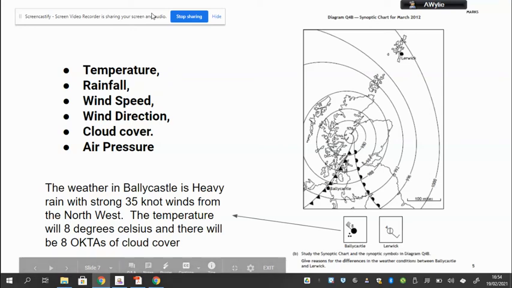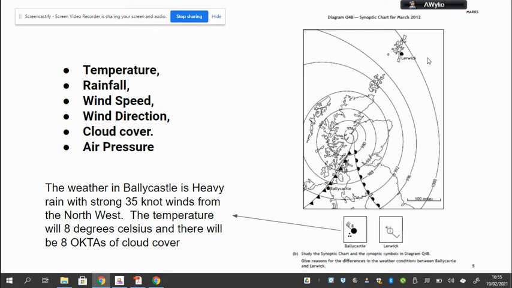Okay, in this quick tutorial, we're going to look at interpreting isobars on a synoptic weather chart. So if we look at this particular weather chart here, what we can see, first of all, is that we are in an area of low pressure. And that's quite important to establish when you look at synoptic weather charts. Are you in low pressure or high pressure?